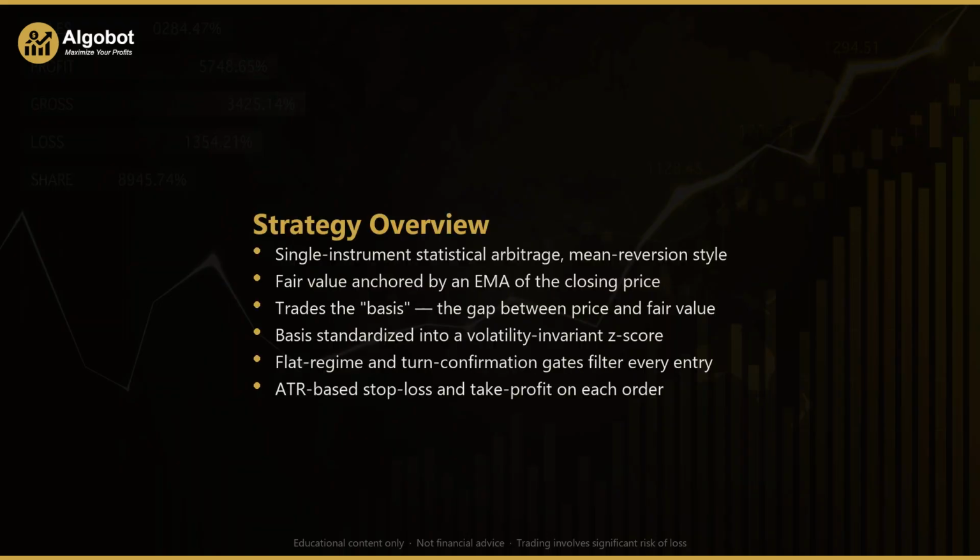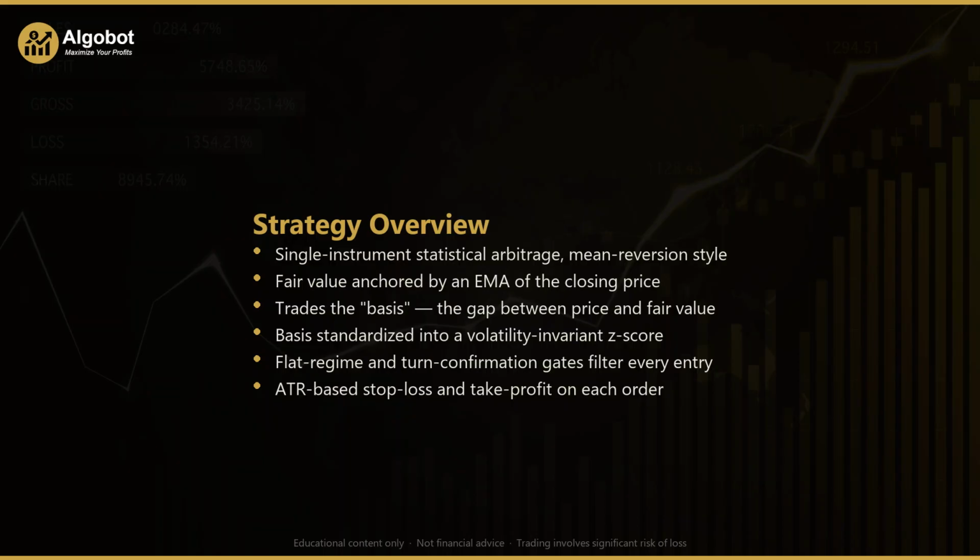Let's get started. So what exactly does this expert advisor do? At its heart, Basis Convergence Arbitrage is a single-instrument, mean reversion system that belongs to a family of approaches called statistical arbitrage. Classic arbitrage trades the spread between two related prices and collects the difference when that spread snaps back to fair value. Here, though, the engine works with one symbol on one time frame. So instead of a spread between two instruments, the strategy builds a temporal spread, the gap between the current price and the price's own synthetic fair value.